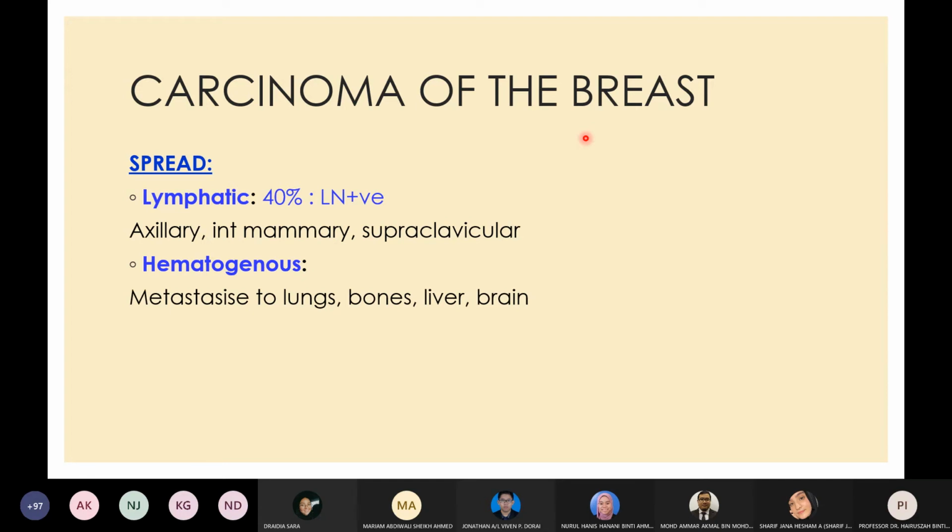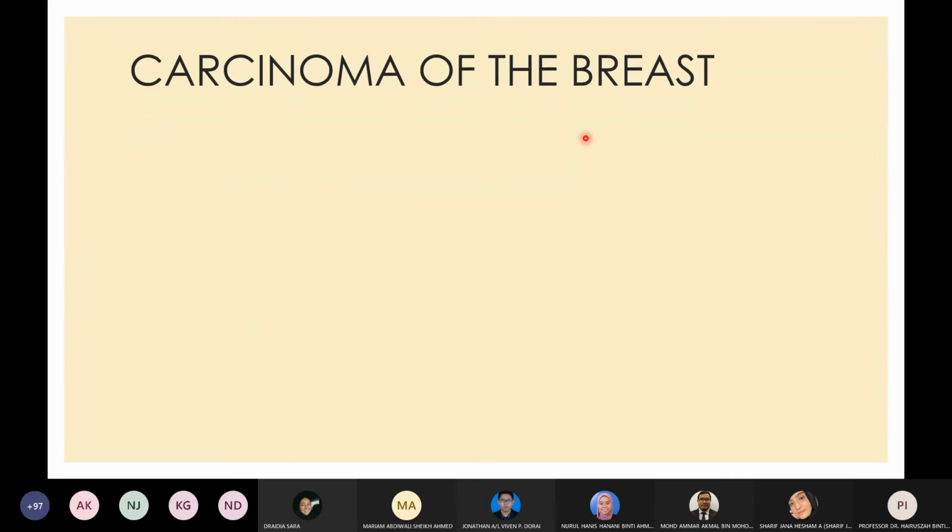Hematogenous spread is only in the advanced cases where they have already metastasized to liver, lungs, bones and brain. Those are the 4 common metastatic sites for breast cancer.